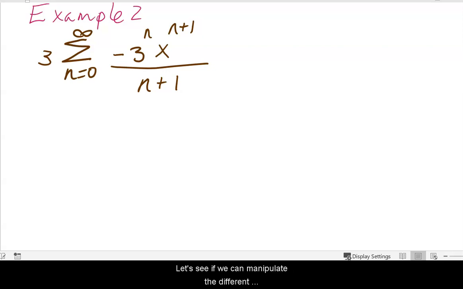Let's see if we can manipulate the different factors inside the summand and get it into a more geometric series type form. The first thing I'm going to do is pull the 3, which is on the outside, inside the summand. Because the base of this and this factor here are both 3, I can add their powers. Notice that the negative is not a part of the base being raised to the nth power, otherwise it would be inside parentheses. This will let me rewrite it in the following format.